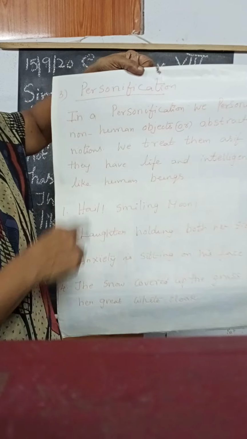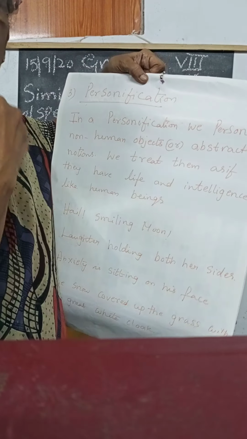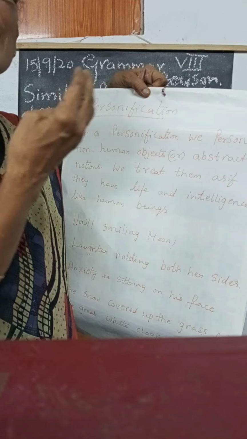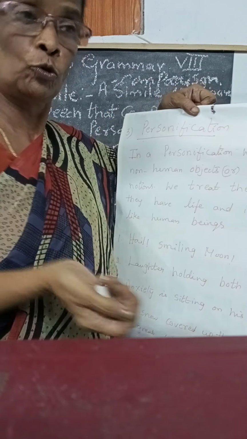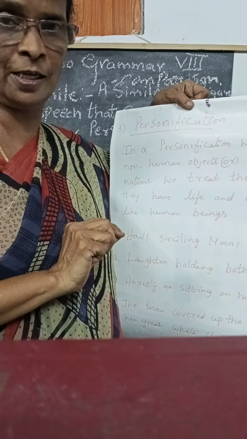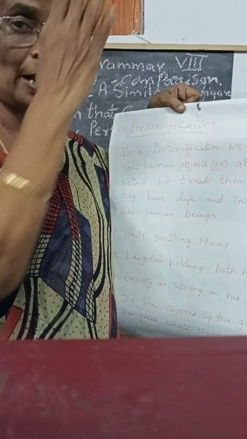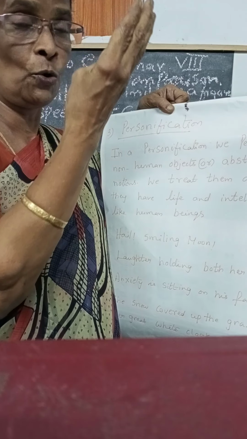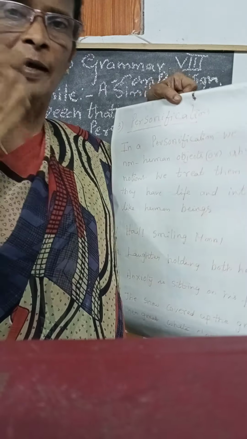Personification. The third one is personification. Personification means we are describing something as a person, though they are non-living things. We can take examples of abstract nouns like air, knowledge, snow. These are abstract nouns, which means we cannot see and touch them. So we are taking that example. Personification means describing as a person.